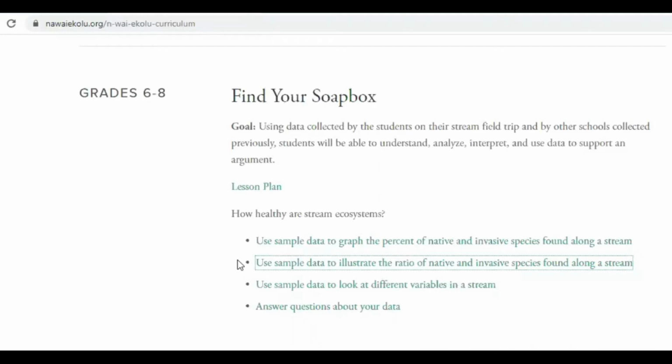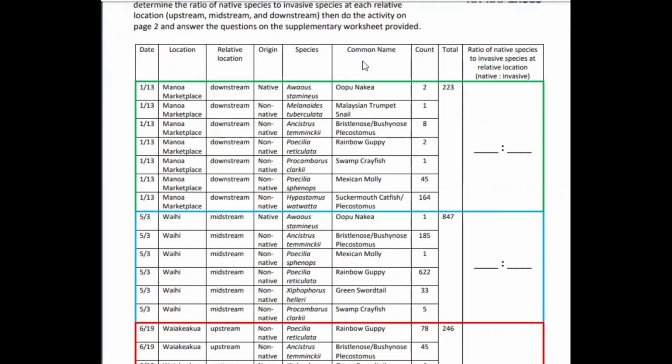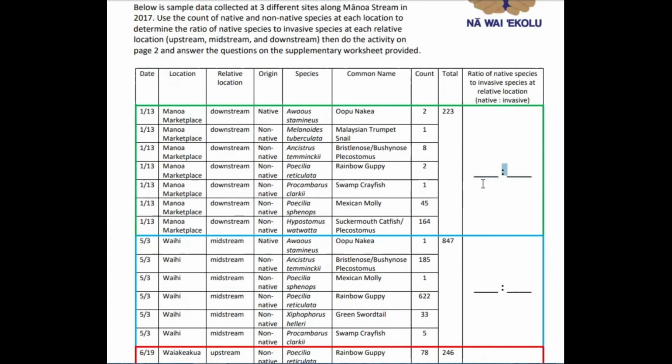For the second worksheet, students can practice calculating ratios of native to invasive species at different sites along Manoa Stream. This table also has multiple headings that students will need to complete the worksheet. In each box, there are 2 blank lines. The number of native species at each site will go in the first blank, and the number of invasive species will go in the second blank.